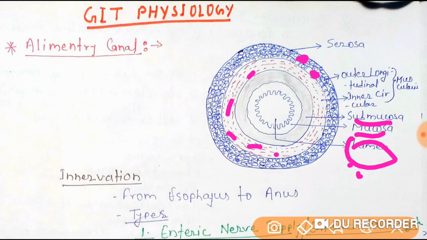If we start with the stomach, it has columnar epithelium. In the small intestine, due to the absorptive property for nutrients and electrolytes, villi are present, which make the surface area larger so that absorption takes place more easily.